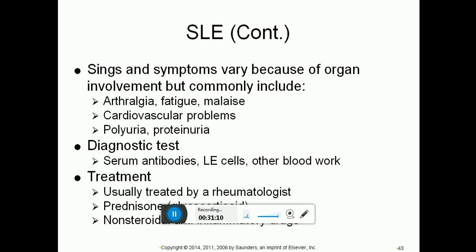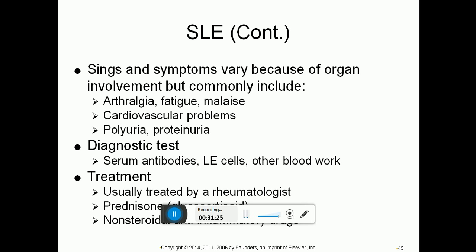For diagnostic tests, you want to do autoantibodies serum. There are something called LE cells, or lupus erythematosus cells. And other blood work, for example, CBC and ESR. Again, if it's affecting the kidney, you want to do kidney function tests, or a urine analysis.